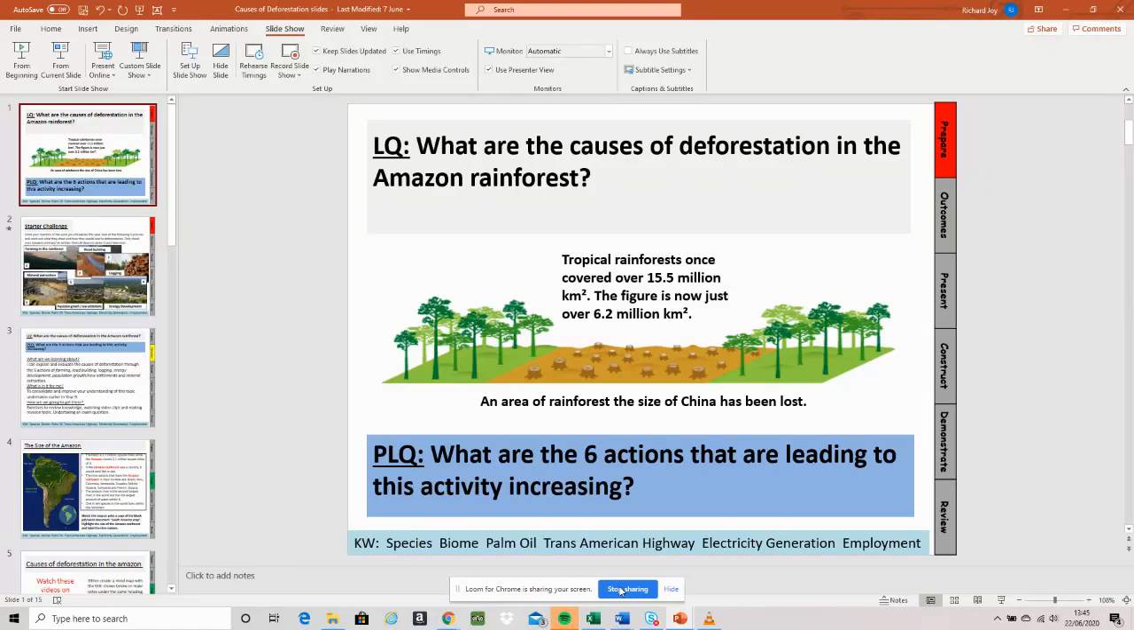Year 9, welcome to this week's Loom lesson. We're going to be looking at the causes of deforestation in the Amazon rainforest.